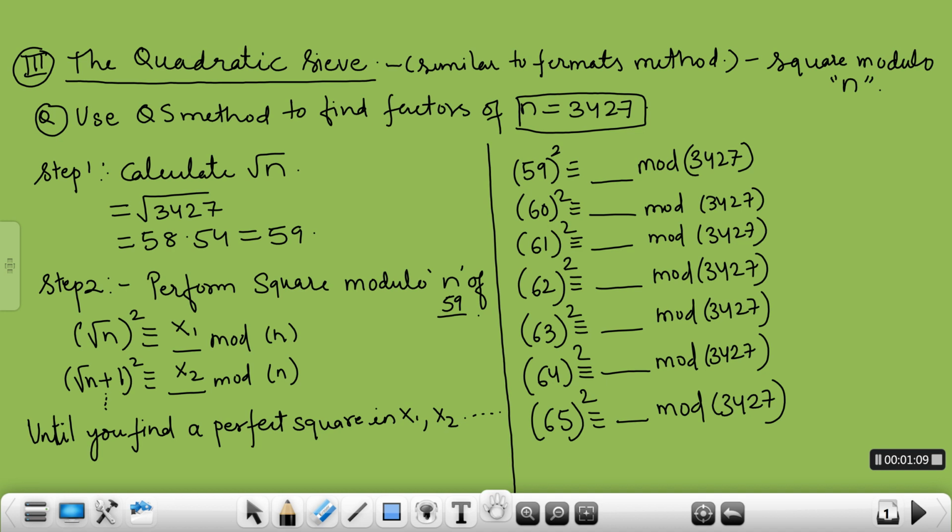You cannot use any other method like Fermat's method or Pollard P-1. Definitely Pollard P-1 you won't be able to use, because you require a value of bound there, and over here there is no value of bound. So I'm clarifying that whenever you are asked to solve a problem using a particular method, you have to use that method only.